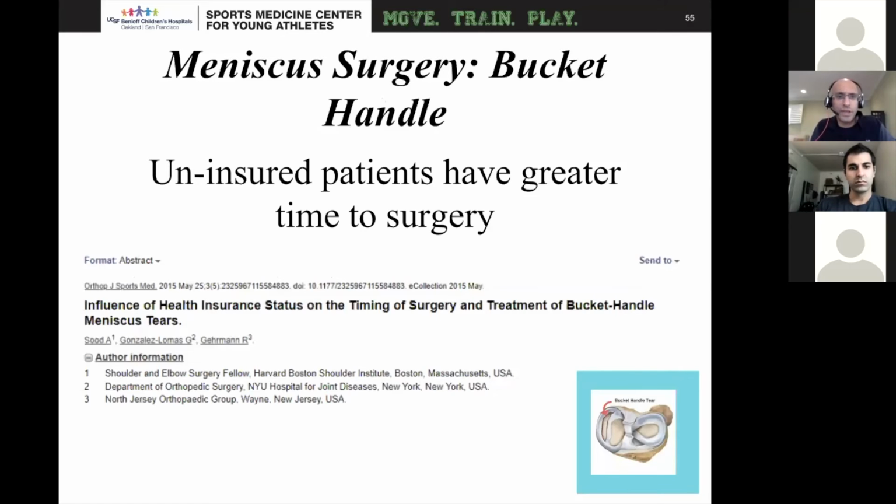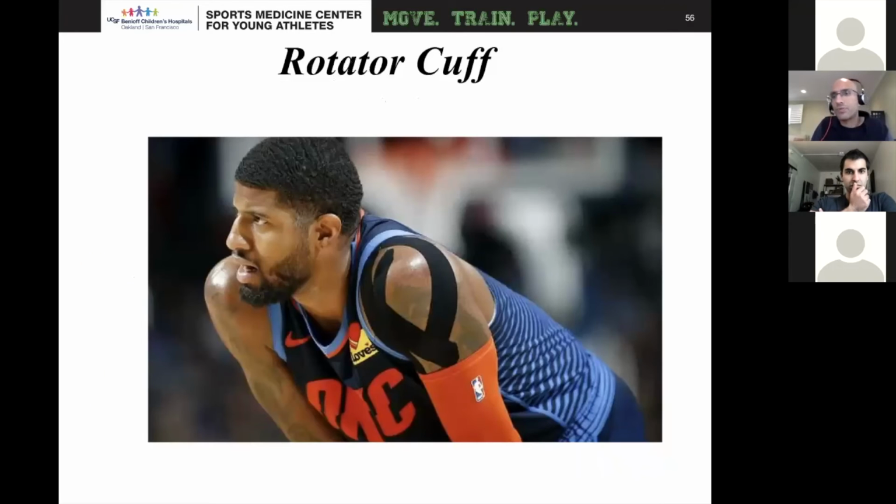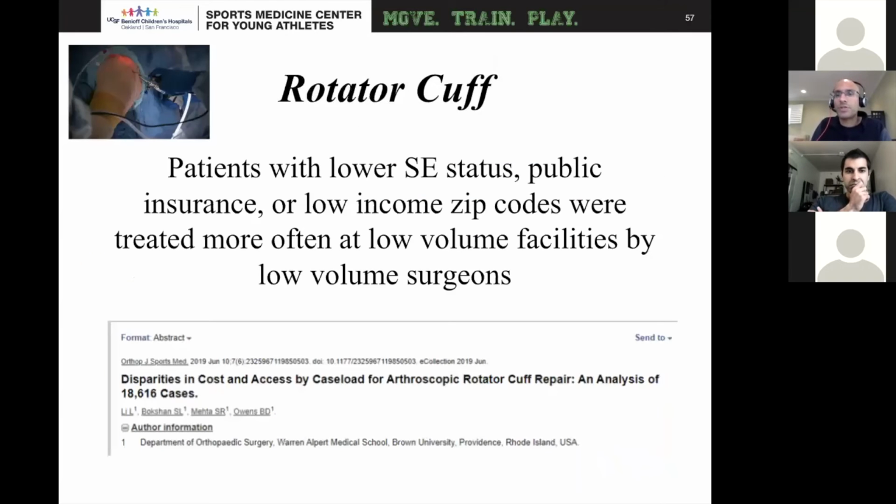And we've shown this in multiple studies as well, both in the adult population, even for tears that are as bad as bucket handle tears, where we figured the criteria should be the same. Uninsured patients have a greater time to surgery. Okay. We've seen this in rotator cuff as well. Patients with the same factors have lower socioeconomic status.